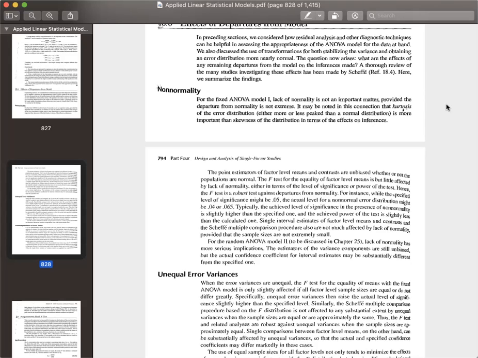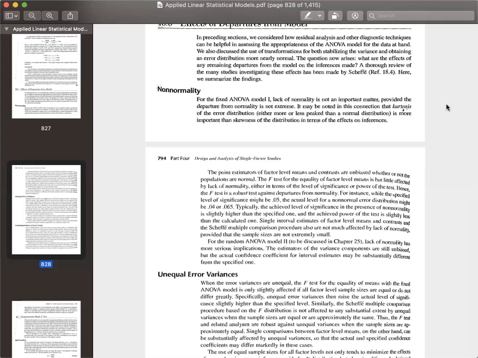Single interval estimates of factor level means and contrasts and the Scheffé multiple comparison procedure also are not much affected by lack of normality, provided that the sample sizes are not extremely small. For the random ANOVA model 2, the lack of normality has more serious implications. The estimators of the variance components are still unbiased, but the actual confidence coefficient for interval estimates may be substantially different from the specified ones.